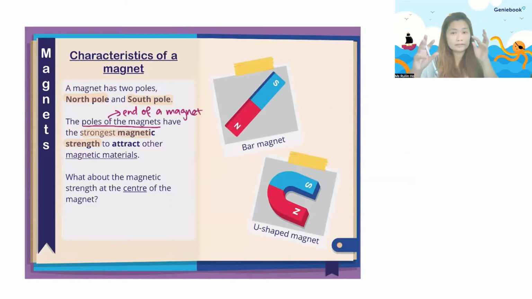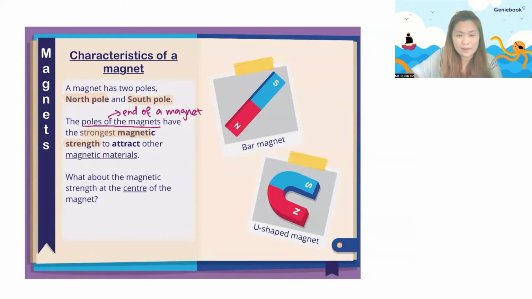If the ends of the magnet, the poles, are the strongest, then what about the center? If this is a magnet, then the poles at the two ends are the strongest. Then what about the part in the middle? Come on, think about it. The middle itself would actually be the weakest. Good job, everyone. So the center itself would actually be the weakest.